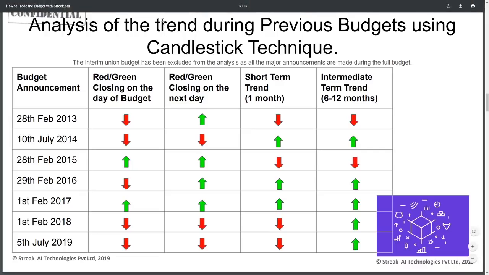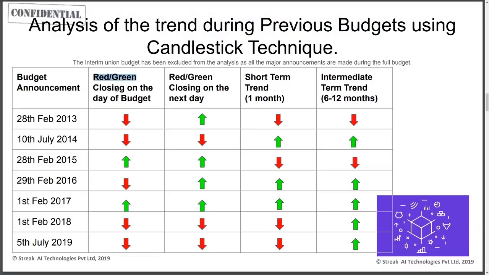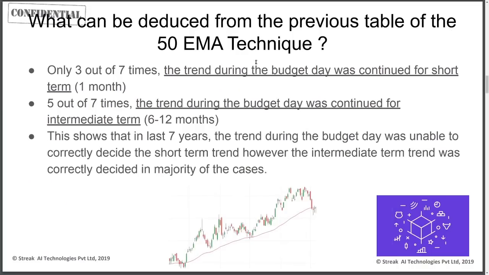So moving on, analysis of trend during previous budget days using the candlestick technique. Again, we are just looking at whether the candle on the day the budget was announced was red or green. Same analysis here. This is the next day close, so we are looking at the same day and the next day, and then the short-term trend and then the intermediate trend. Okay, the interim budgets have been excluded, keep that in mind. For the analysis, only major announcements made during the full budget are considered. So that is true for the previous table as well.